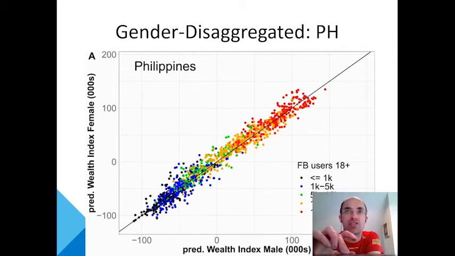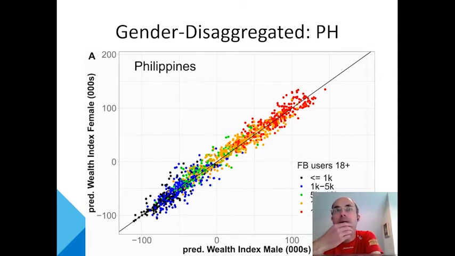So it's basically a sample of about 40 households. On the y-axis, you have the prediction of the wealth index just for female users, and on the x-axis, the prediction just for male users. And you can see that surprisingly, in most locations, these are quite similar. The color indicates the number of Facebook users, whereas, put quite simply, red areas are urban, denser areas, and blue areas are rural areas.